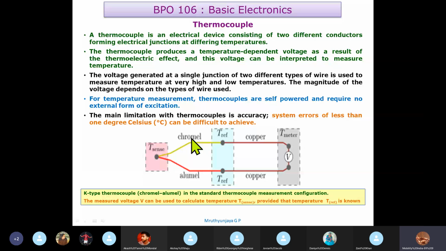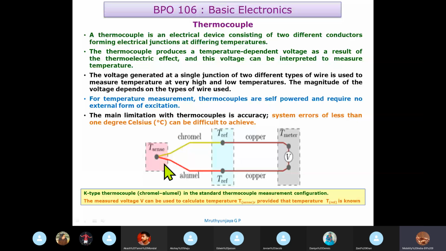The voltage depends on the type of wires used, chromel, alumel or any other wire that is used. For temperature measurements, thermocouples are self-powered. They do not require any extra, additional power source. The main limitation with thermocouples is the accuracy. In this case, system errors of less than 1 degree Celsius can be difficult to achieve.